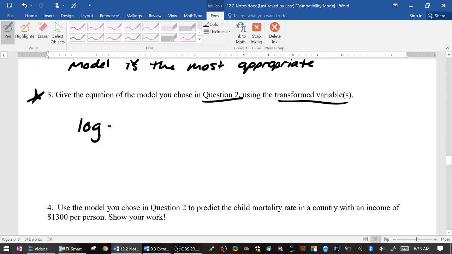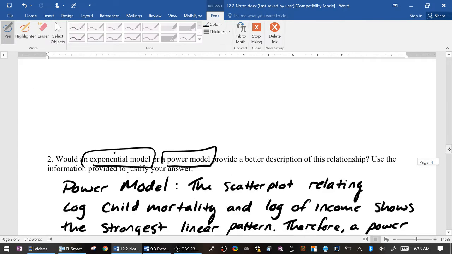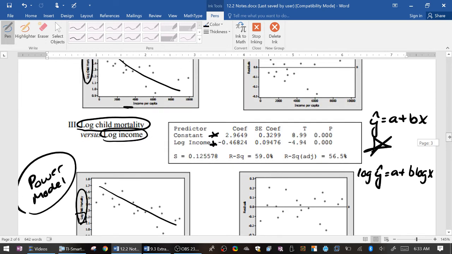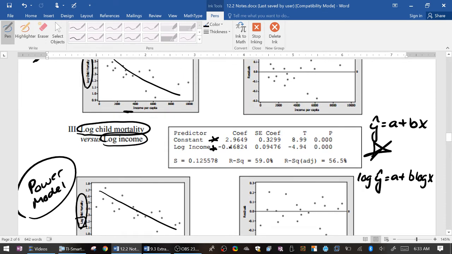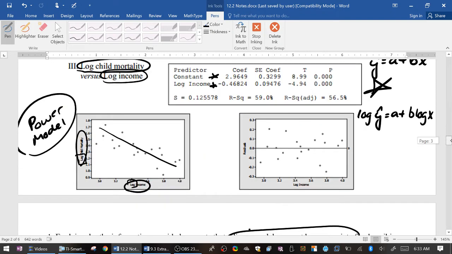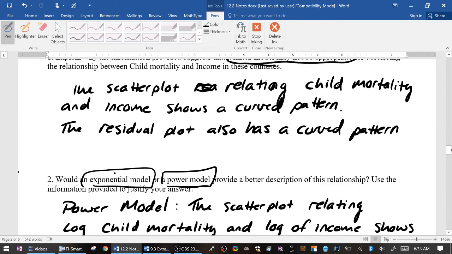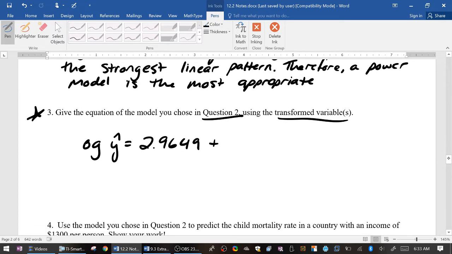This would be log of y hat is equal to your y-intercept, which was 2.9649, plus your b value, your slope. Let's go back up to the slope so we can see it. It is negative 0.468. I'm just going to round a little bit: negative 0.46824 log of x. Okay? So there's your function.